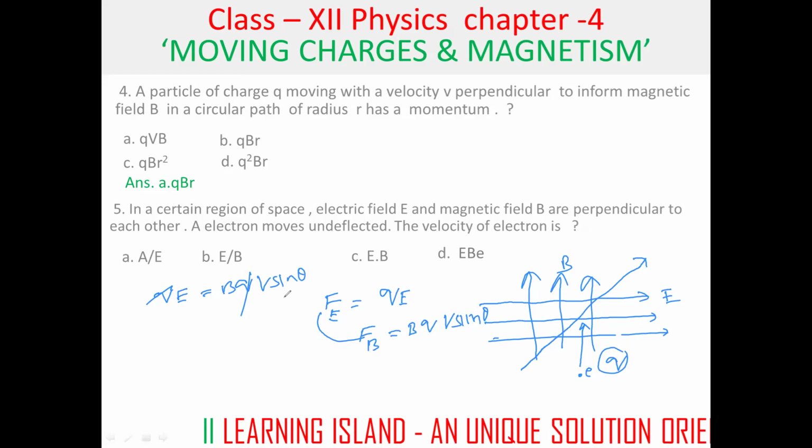In a certain region of space, electric field E and magnetic field B are perpendicular to each other. The electron moves undeflected. The velocity of the electron is? So here the angle, they are perpendicular to each other, so the angle would be 90 degrees. So sin 90 equal to 1, here B sin 90, so that is B. So E equal to vB.